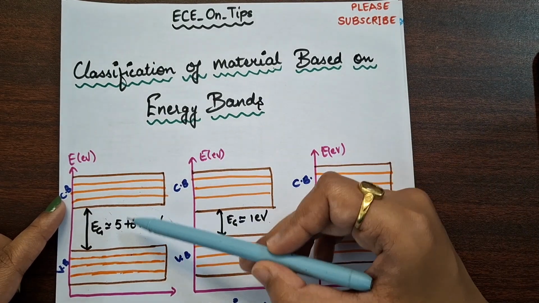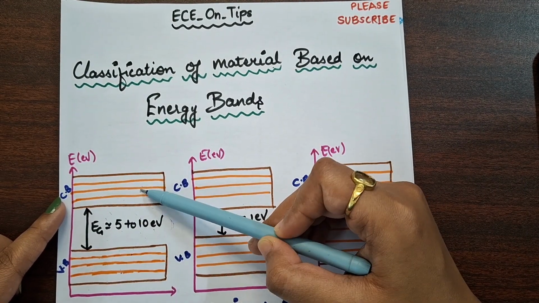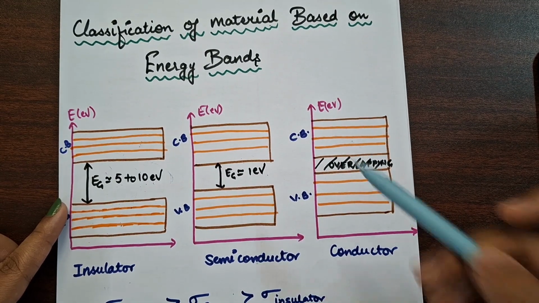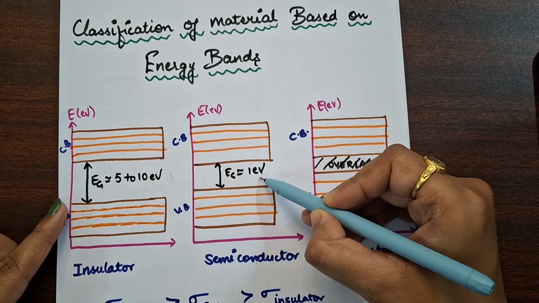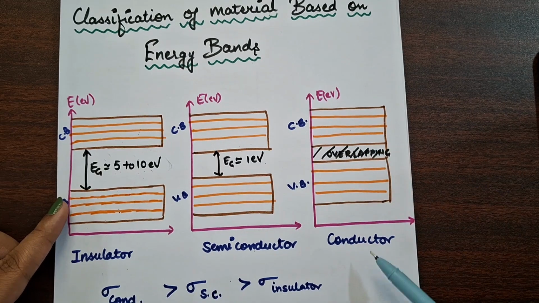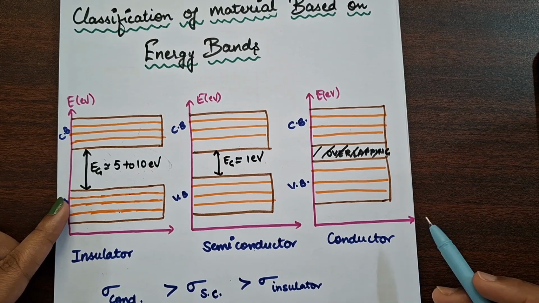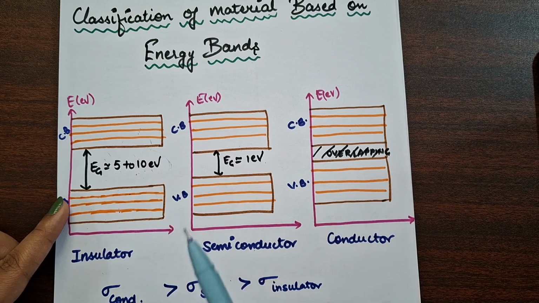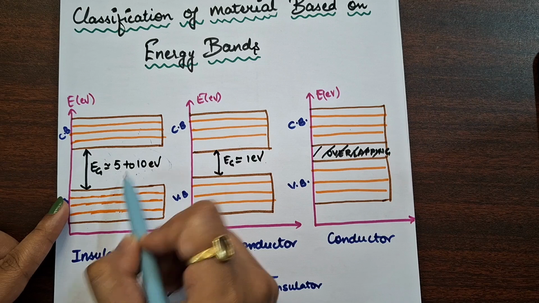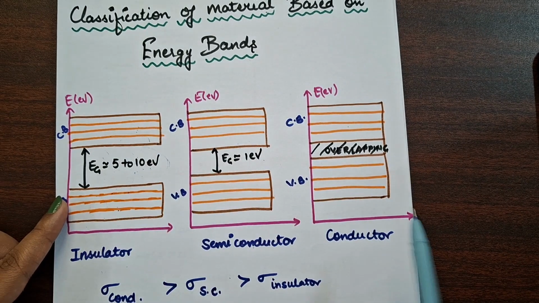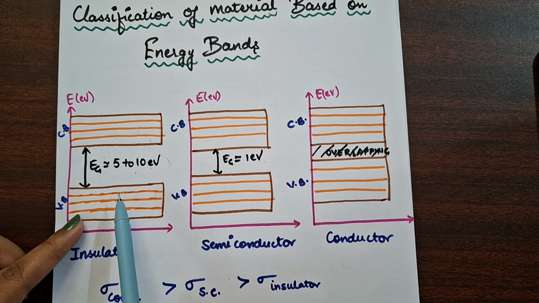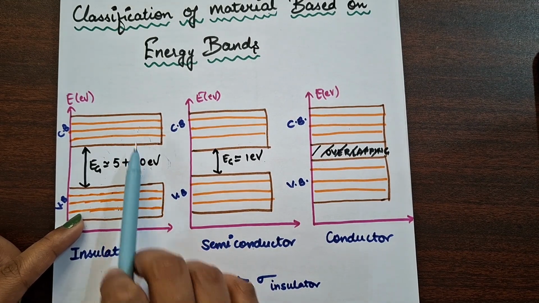Now, if the band gap between the valence band and the conduction band is in the range 5 to 10 electron volt, then it will be an insulator. And if the band gap is nearly equal to 1 electron volt, then it will be a semiconductor. And if there is no band gap, then it is a conductor. Okay. So what is this energy? This energy is the amount of energy required by the valence electron to move from valence band to the conduction band.